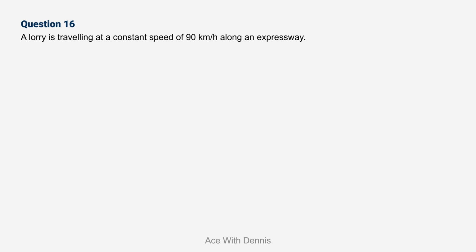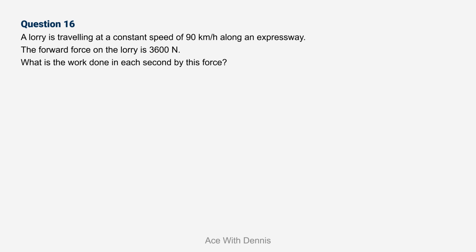Question 16. A lorry is traveling at a constant speed of 90 km per hour along an expressway. The forward force on the lorry is 3,600 newtons. What is the work done in each second by this force? A. 5,400 joules, B. 40,000 joules, C. 19,000 joules, or D. 324,000 joules. Okay, so to answer this question, we need to do the calculation.